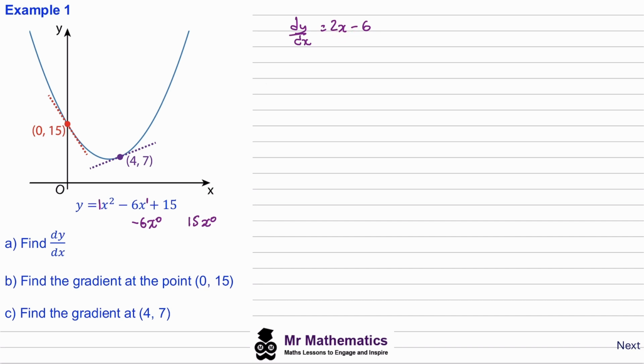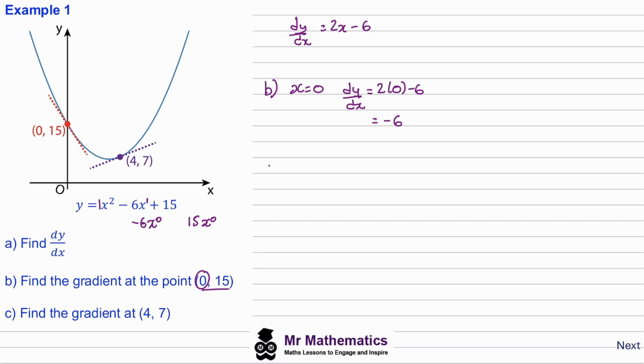So for part B, find the gradient at the point 0, 15. Well, this is when x equals 0. So if we substitute x equals 0 into our gradient function, dy by dx, we'll get 2 lots of 0 minus the 6. So our gradient will be negative 6. And that will be the gradient of this red tangent to the curve here.